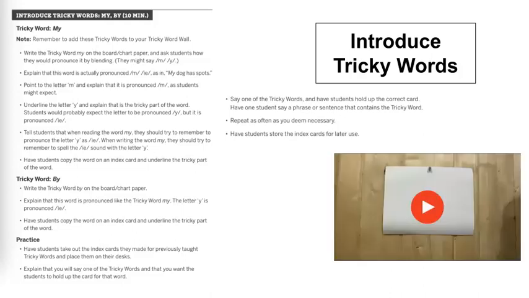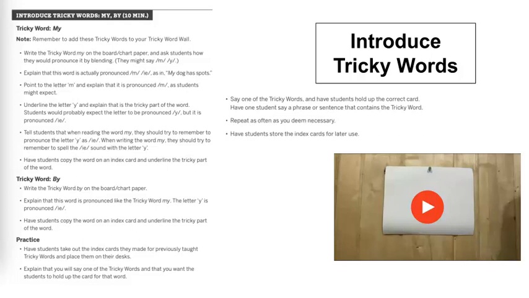The third routine we are going to take a look at is introducing tricky words. The term tricky word is used in the program to refer to a word not pronounced quite the way you would expect based on the letters in its printed form, or is not spelled quite the way you would expect based on the sounds in the spoken word.